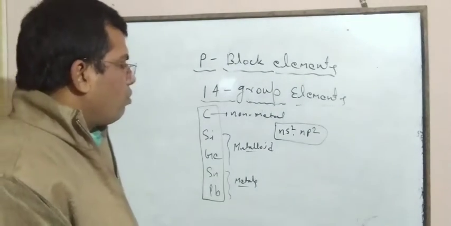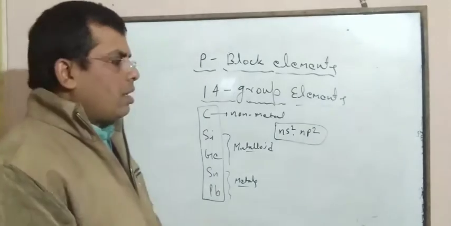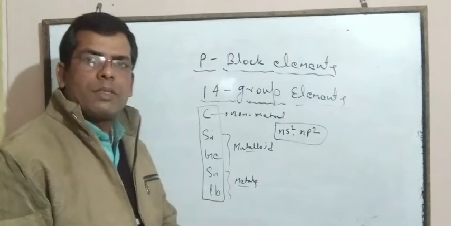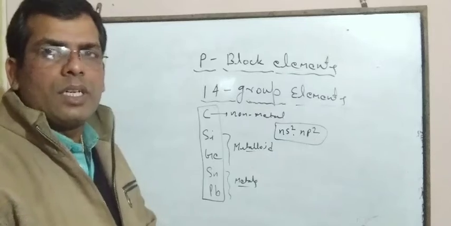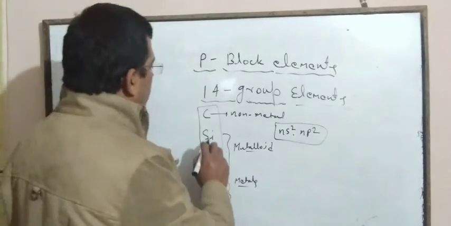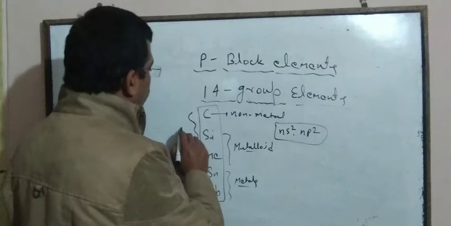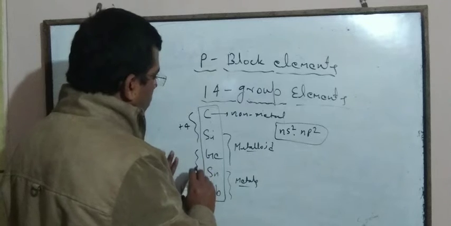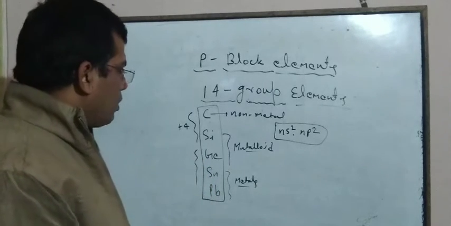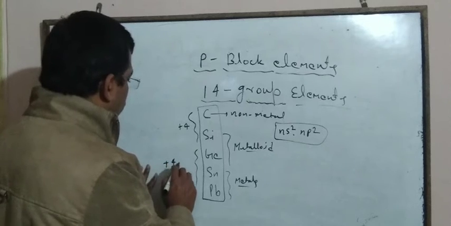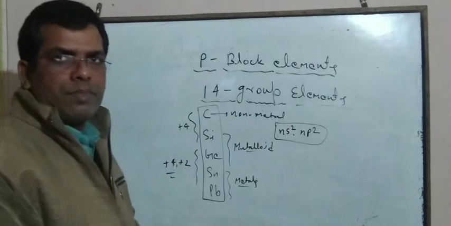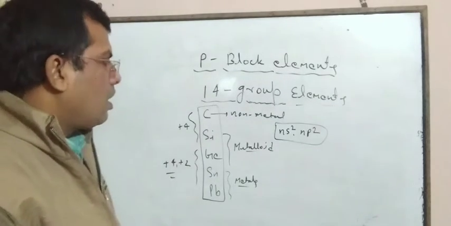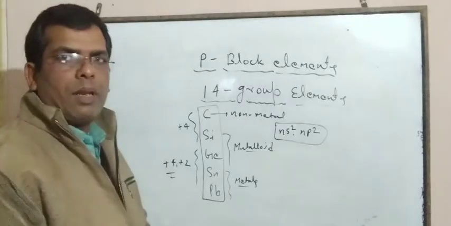Group valency is 4, and these elements can show both +4 and +2 oxidation states. Carbon and silicon almost always show the +4 oxidation state, but germanium, tin and lead can show both +4 and +2 oxidation states. So these are the general properties of group 14 elements.